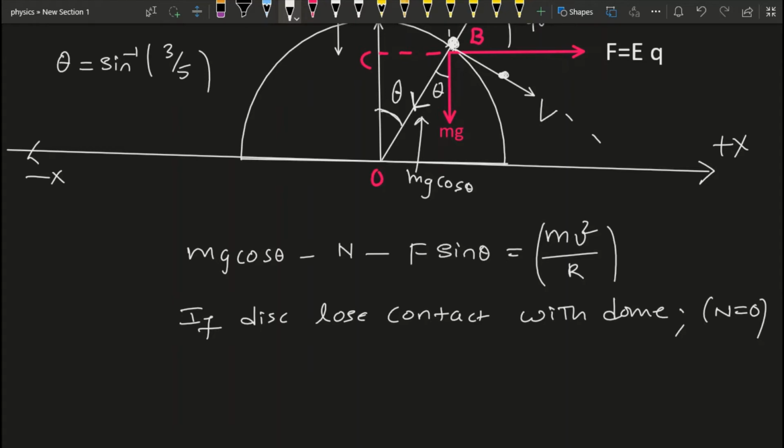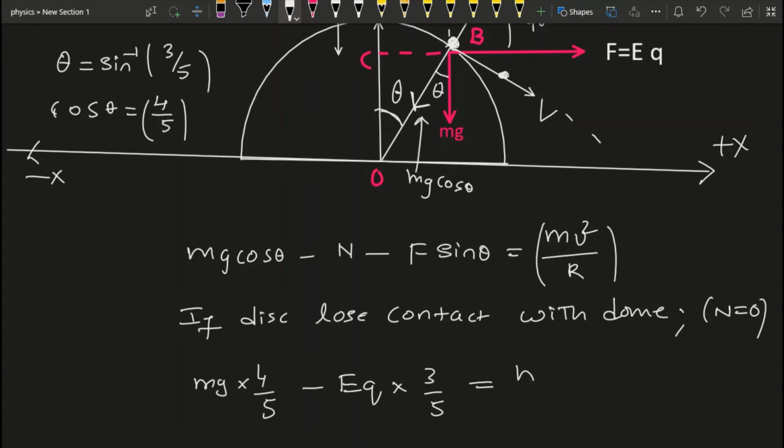I am going to substitute there, and here the theta value is given as sine theta equal to 3 by 5. So what is the value of cos theta? Cos theta will be 4 by 5. I am going to write that here also. So mg into 4 by 5 minus normal reaction, which is 0, and F is equal to EQ, and sin theta value is 3 by 5, is equal to mv square by r. So this is equation number 1.